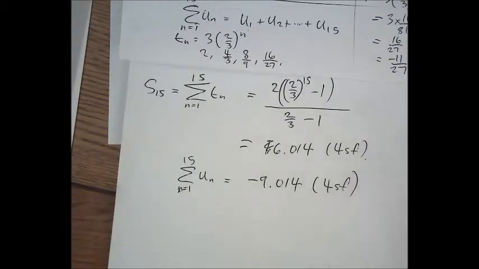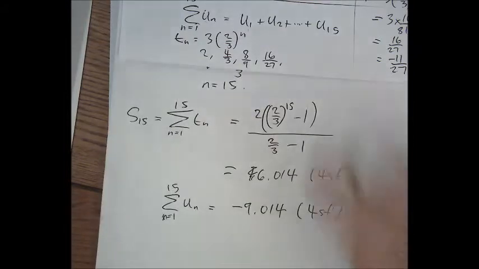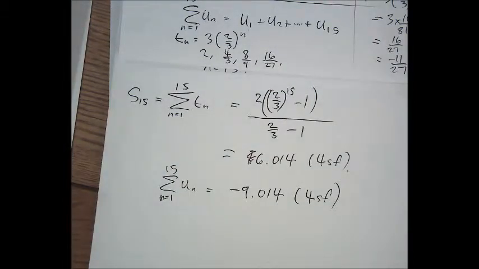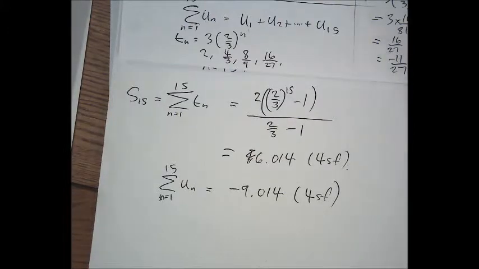So, question 8 was a very tricky question where the sequence we were given did not fit into the chapter straightforwardly. We had to adjust it by creating a new sequence which was lacking those subtraction of 1s. We add that sequence up, get 6, take away 15, and get negative 9.014.